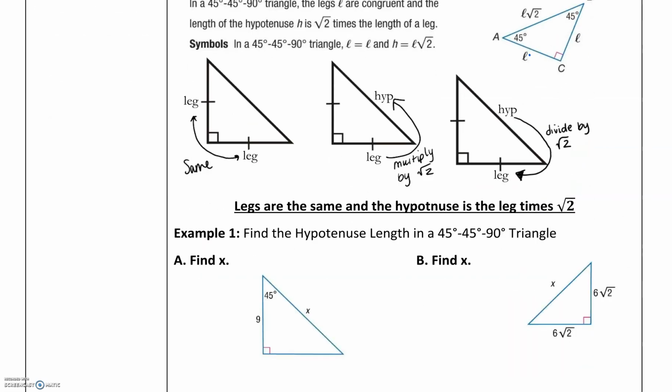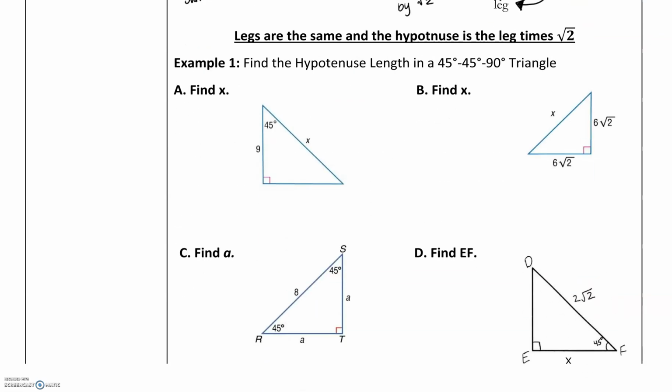So depending upon what they give us, if they give us one leg, we know the other because they're the same. If they give us a leg and they want us to find the hypotenuse, then we just multiply by radical 2. And then what if they give us the hypotenuse and we want to find the leg? Then we would divide by radical 2. So let's try some examples.